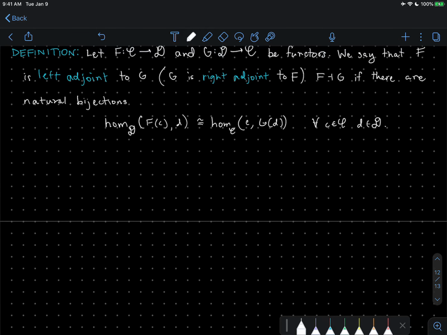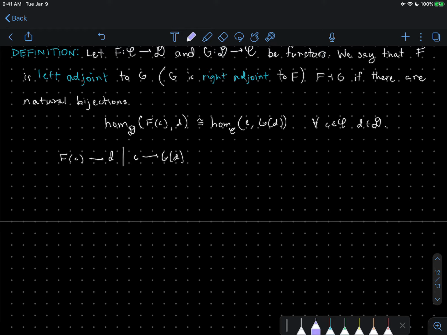It is this latter definition that tends to be most applicable in the real world, knowing that in order to specify a morphism from F of C to D in D is exactly the same datum as specifying a morphism from little c to G of little d, that can come in handy quite often. It can be a really big help.